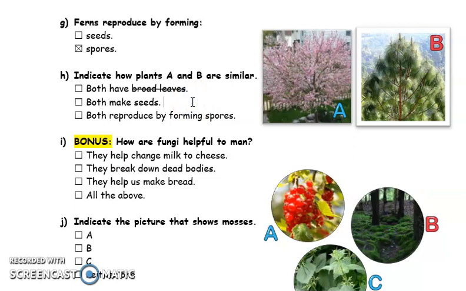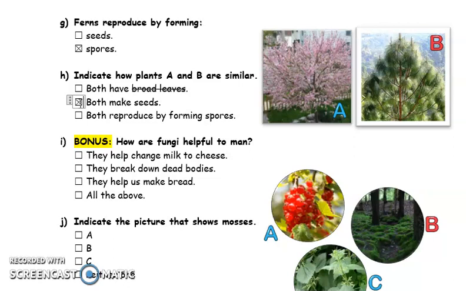Both make seeds. Let's think about it. A is a flowering plant. It's a flowering tree. Flowering trees grow flowers, and flowers make seeds. So yes, A makes seeds. What about B? B is a conifer that grows cones, and conifers grow seeds in cones. So yes, both.